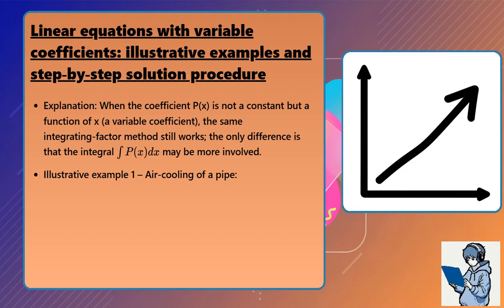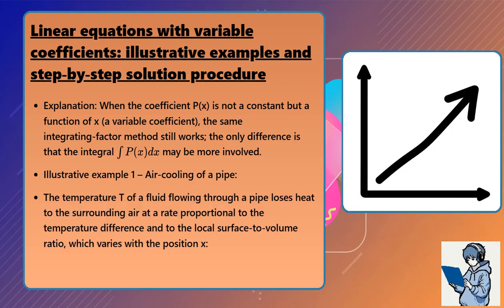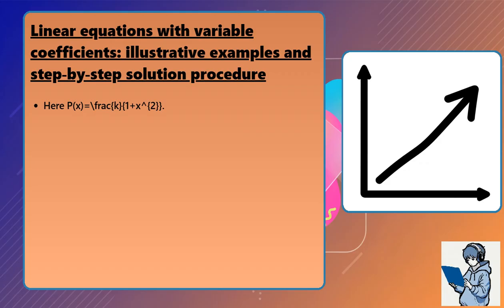Illustrative example 1 - air cooling of a pipe: the temperature T of a fluid flowing through a pipe loses heat to the surrounding air at a rate proportional to the temperature difference and to the local surface to volume ratio, which varies with the position x: dT/dx plus k over 1 plus x squared times T equals 0. Here p of x equals k over 1 plus x squared.